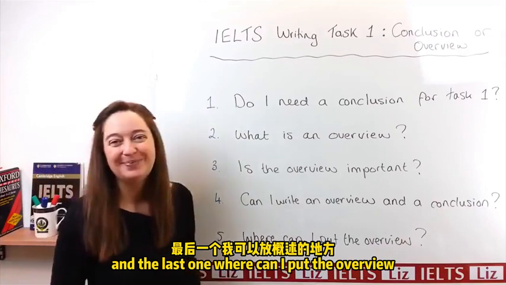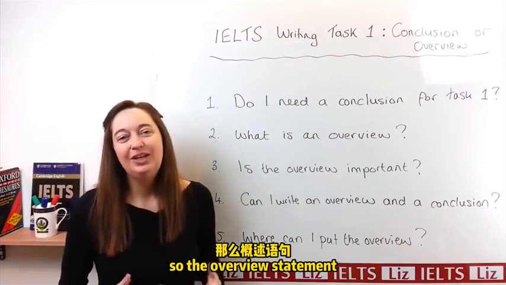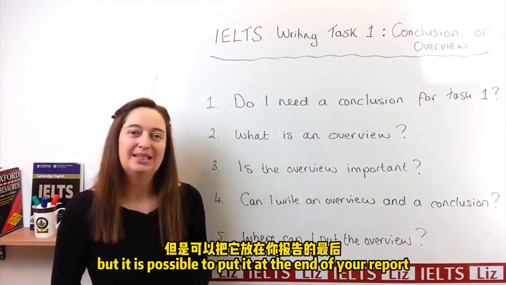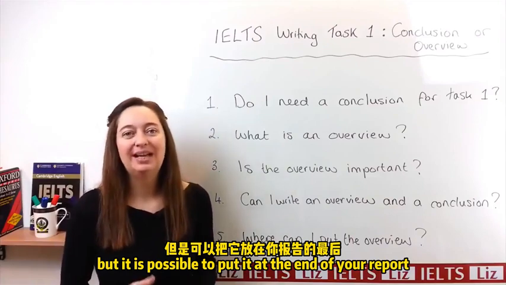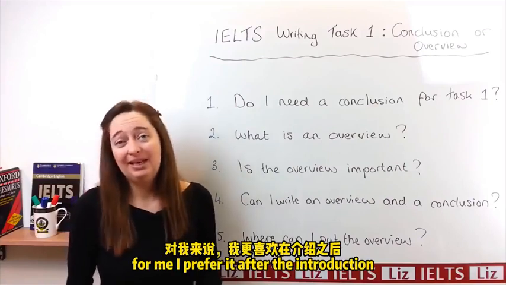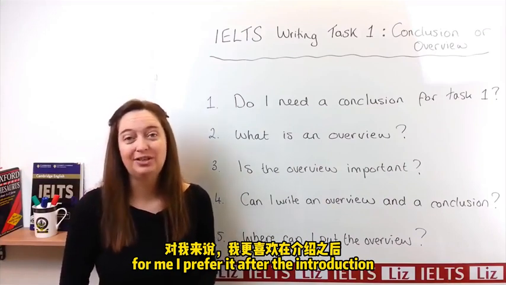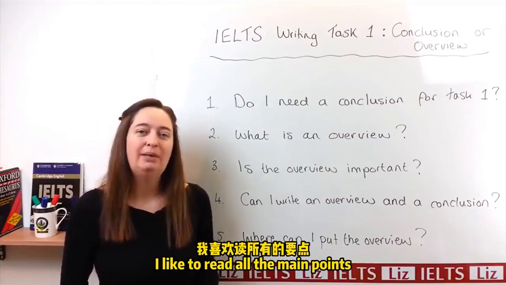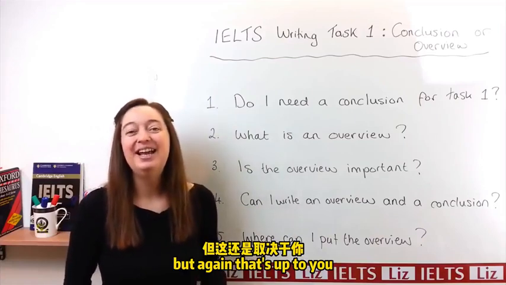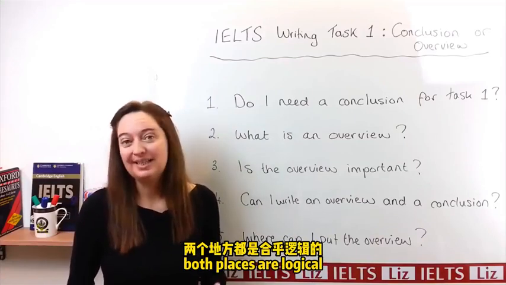And the last one, where can I put the overview? So the overview statement, usually it will go after the introduction, but it is possible to put it at the end of your report after the body paragraphs. Which is the best place? For me, I prefer it after the introduction. I like to read all the main points before I read the details. But again, that's up to you.